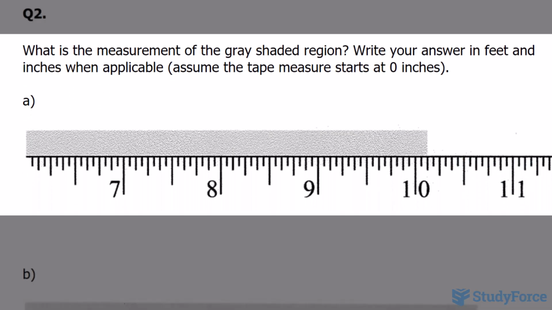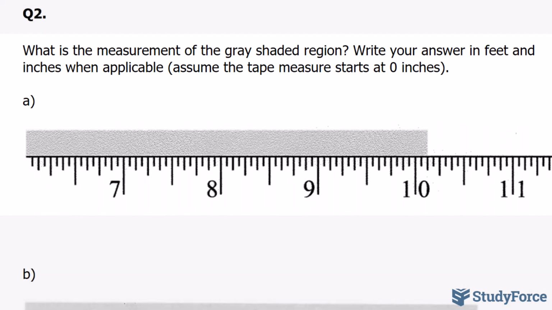What is the measurement of the gray shaded region? Write your answer in feet and inches when applicable. Assume the tape measure starts at 0 inches. So the part where they're asking about writing your answer in feet and inches only applies to examples that are 12 inches or more. Because for every 12 inches, we have 1 foot. Anything less than 12 inches, we simply write it in inches.